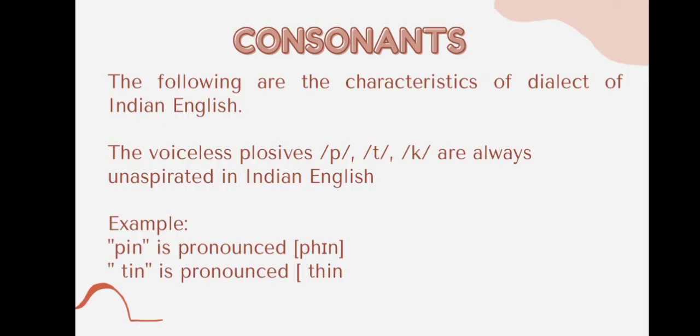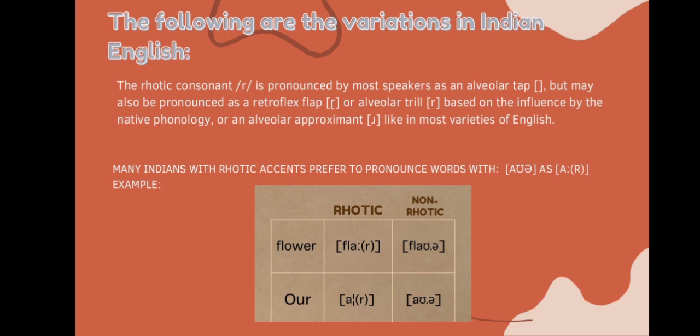The next one is the consonants in Indian English. The following are the characteristics of the dialect of Indian English. The voiceless plosives P, T, and K are always unaspirated in Indian English. For example, the word pin is pronounced as pin. The word tin is pronounced as tin. The following are variations in Indian English.